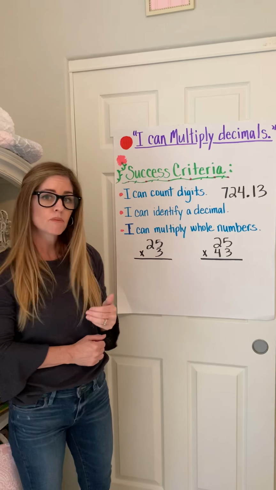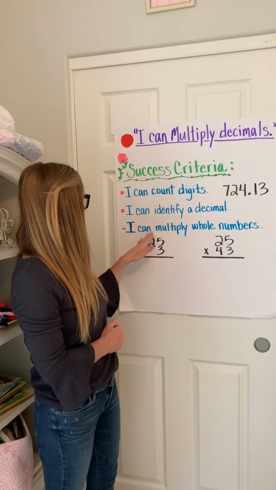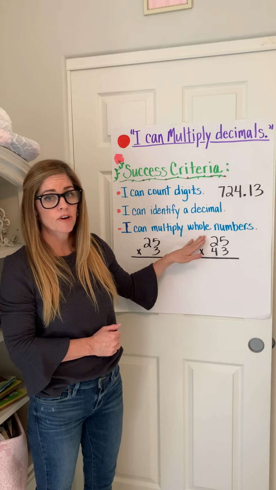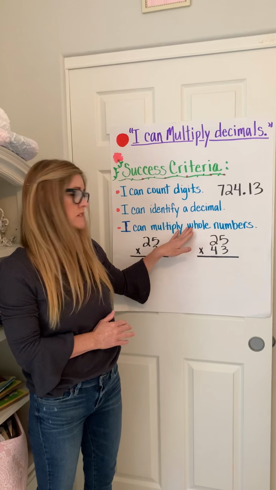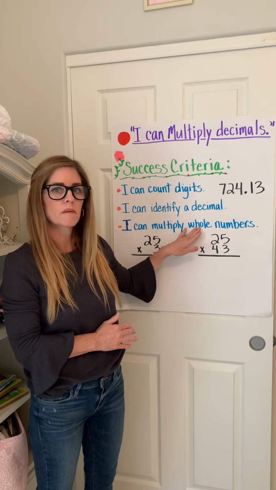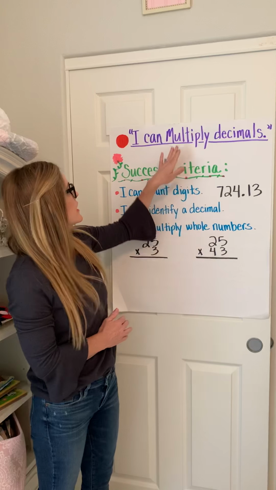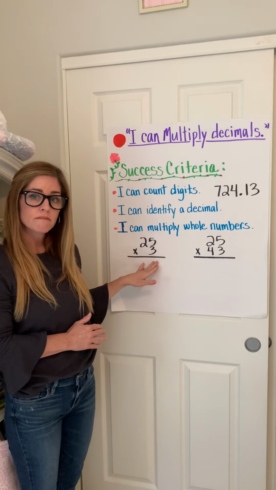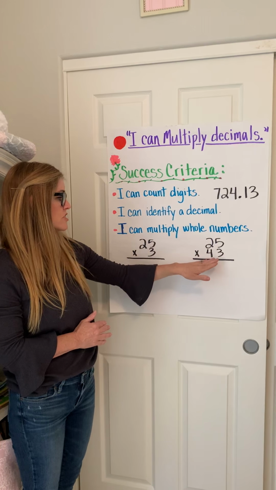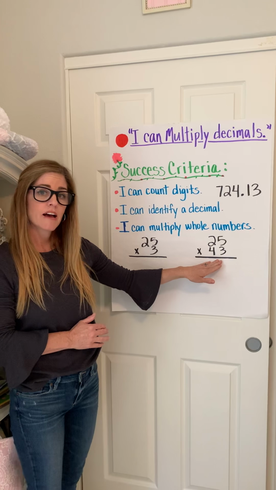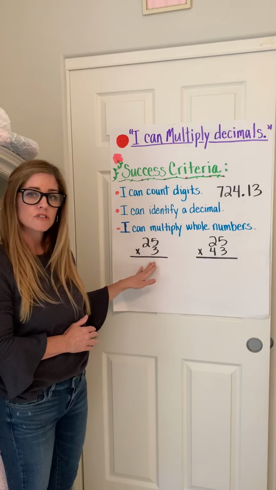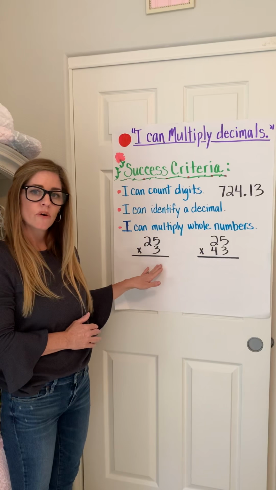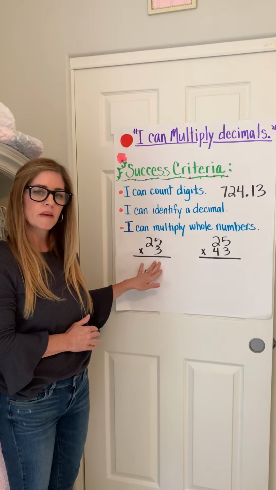All right, last thing we need to be able to do, I can multiply whole numbers. We spent a lot of time on this year. We're going to make sure that you can do this skill. This is our main skill we need to be able to do in order to multiply decimals. We've multiplied 2-digit times 1, and then we've moved up to 2-digit times 2-digit. So I'm going to ask you in a moment to hit pause and do just this problem. We have 25 times 3, so go ahead and hit pause and do this problem for me and then come back.